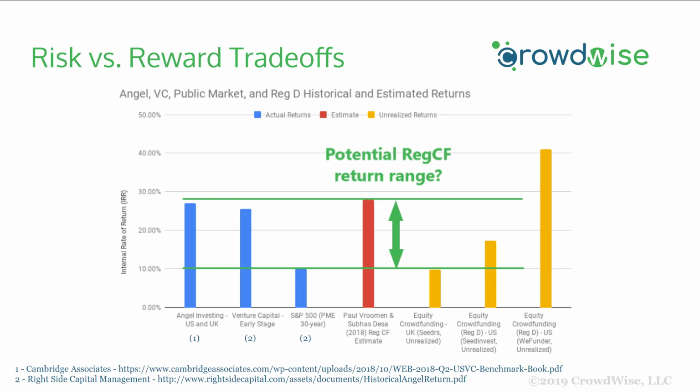In red is a white paper that was done in 2018 that provided an estimate for an efficient Reg CF portfolio. And in orange are unrealized returns for actual equity crowdfunding portals currently from the UK and using Regulation D. Again, it's too early to see for Reg CF what the returns will be, but it is reasonable to assume that it should probably fall somewhere between the lower public market equivalent and the upper bound of what the historical actual returns have been from angel and venture capital.